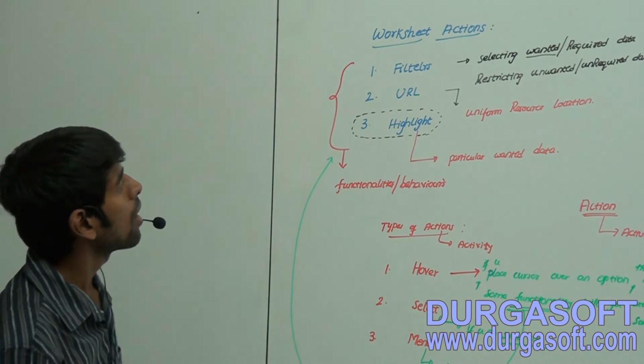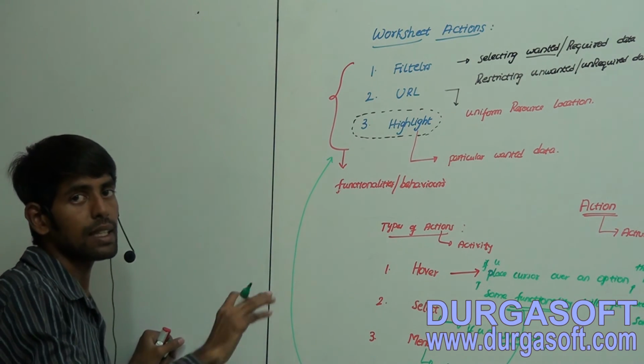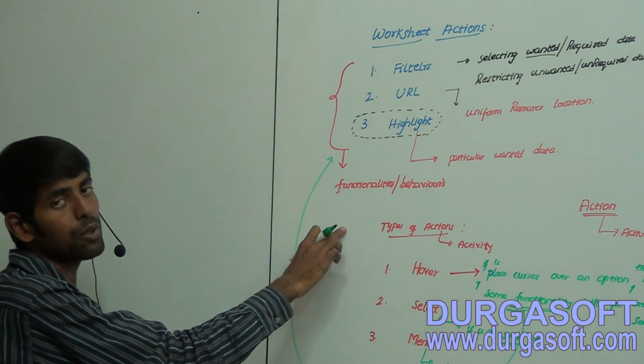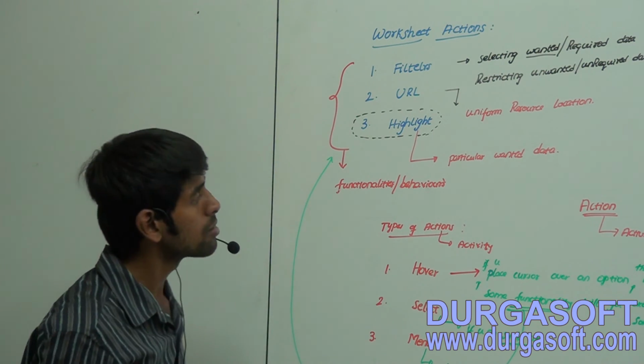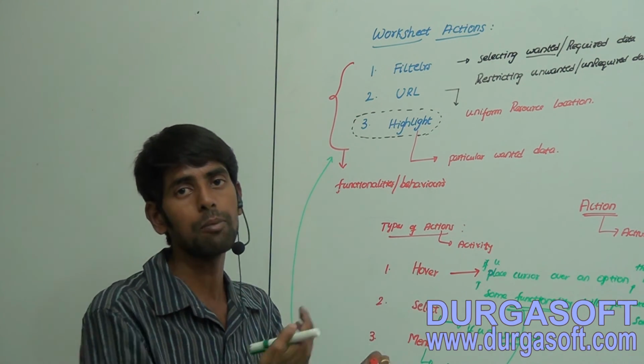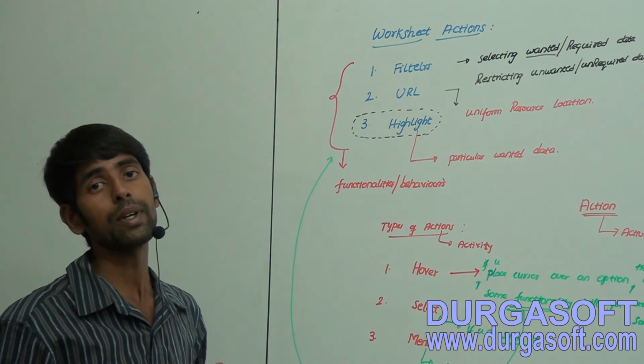Now honestly speaking, these filters, URL, highlights, what are they? These are some of the functionalities. This is what I have written over here. Try to remember this one, guys. Okay. And whenever I do the practical things, this will look something different, but try to understand the exact behaviors. This is very, very important to us.